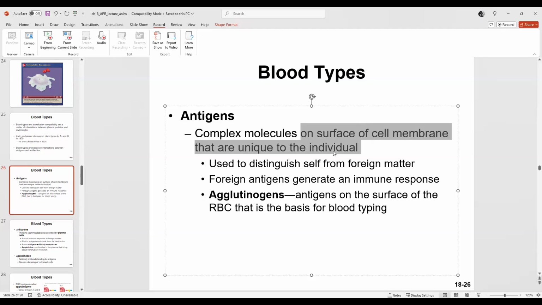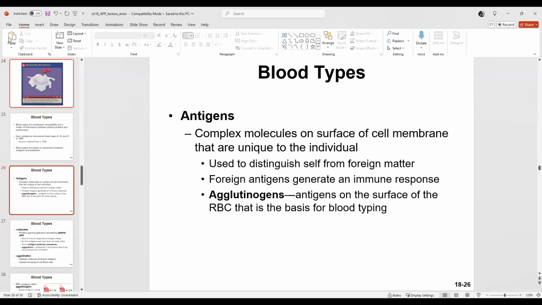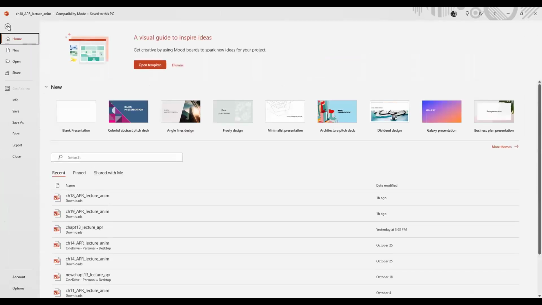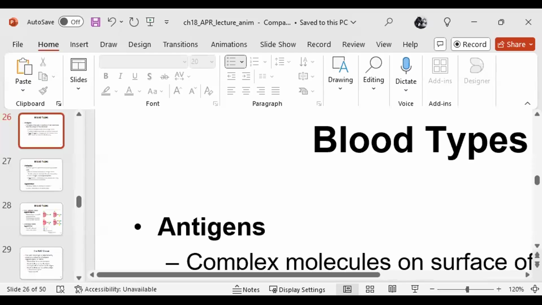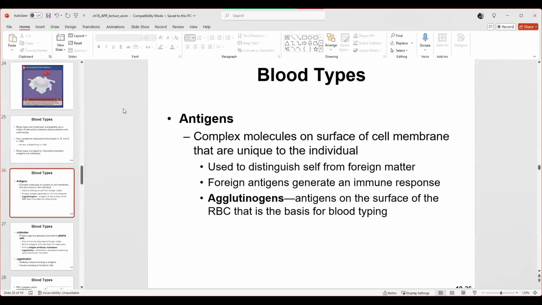Now, they're unique to us, but for the most part, you'll see other people that have this blood type, right? So it's not unique to just you. It's not like our matching when we have to do an organ transplant, right? So you'll see people with type A, other type A's.